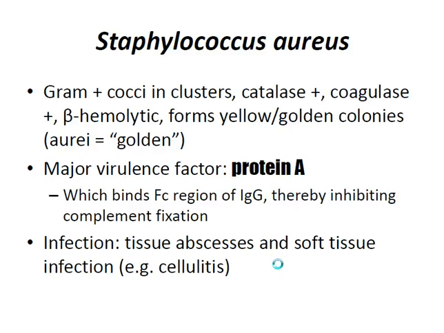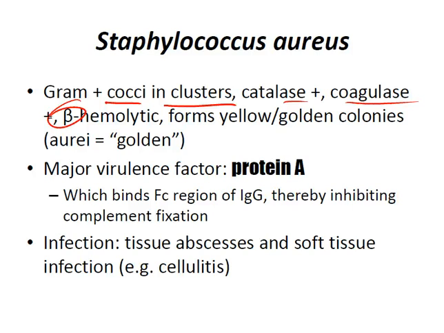Staphylococcus aureus is a gram-positive cocci in clusters. He's catalase positive, coagulase positive, beta hemolytic, and he forms yellow golden colonies. Aureus means golden.